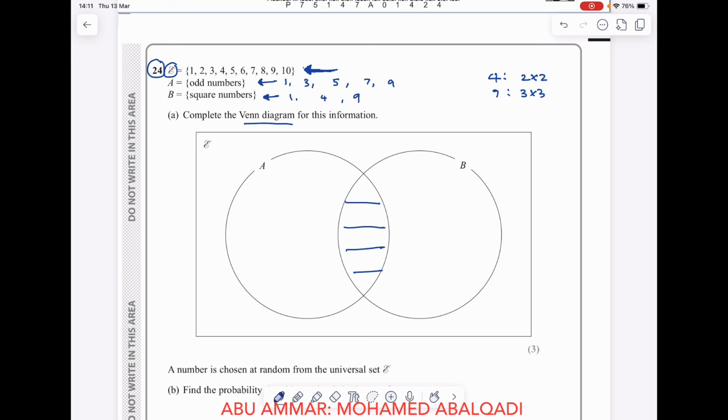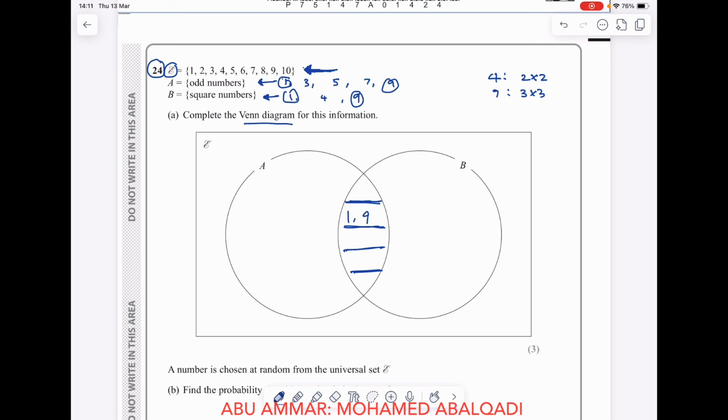Our next step is to list all the numbers that will go in both section A and B, and these are the numbers that are found in both section A and B. So we can see 1 is found in both section A and B, and then 9 is found in both section A and B. So we put 1 here and 9.